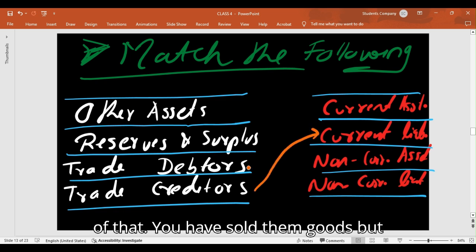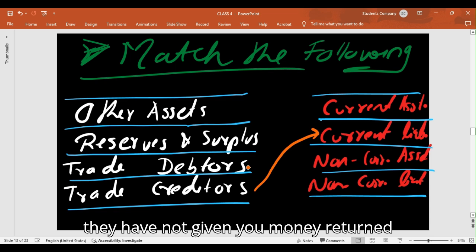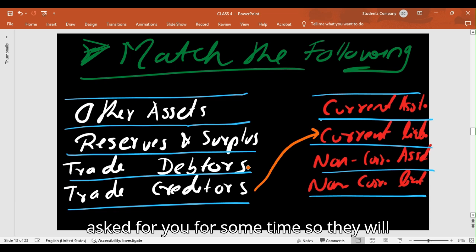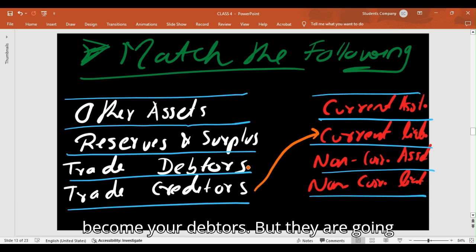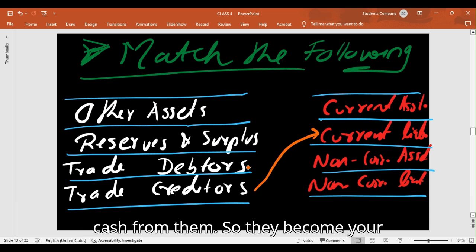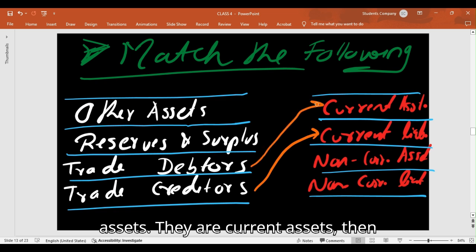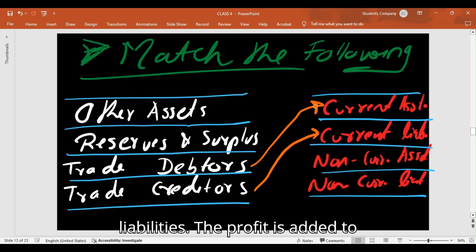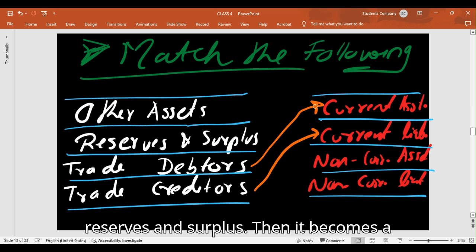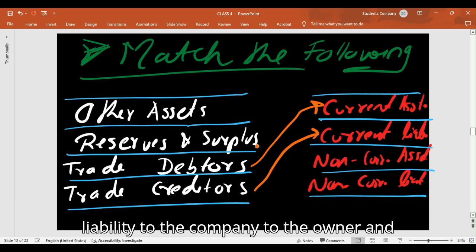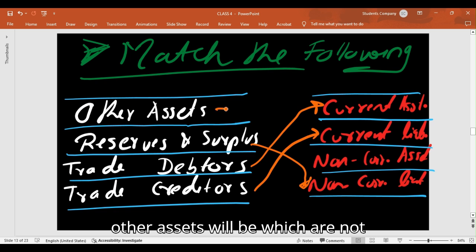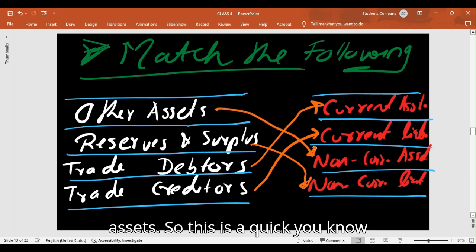Similarly, trade debtors is the opposite of that. You have sold them goods, but they have not paid you for your goods. They have asked you for some time, so they become your debtors. But they are going to pay you in the short term. You will get cash from them, so they become your assets. They are current assets. Then reserves and surplus. Again, these are liabilities. The profit is added to reserves and surplus. Then it becomes a liability of the company to the owner, and this is a non-current liability. And other assets which are not current assets will be non-current assets. So this is a quick classification.